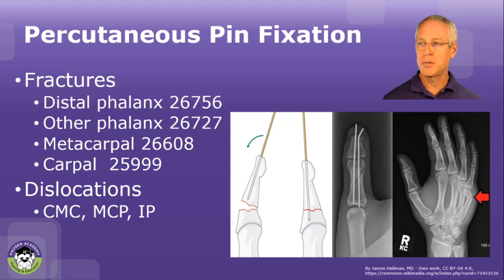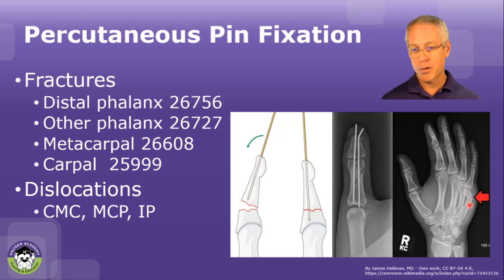Here are some examples. Based on the location of the fracture in the distal phalanx or other phalanx, middle or proximal phalanx, we have a difference in CPT codes as well as in the metacarpal fracture, zone 26608. Here is an example of a proximal phalanx fracture of the thumb requiring two K-wires, or in the distal phalanx, only one is drilled in distally across the fracture fragment and oftentimes through the adjacent joint as well.